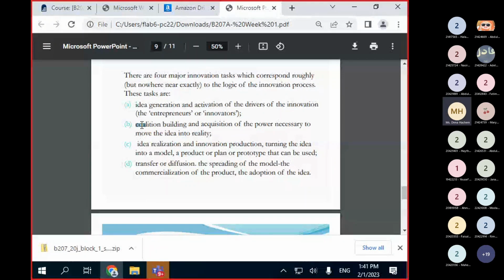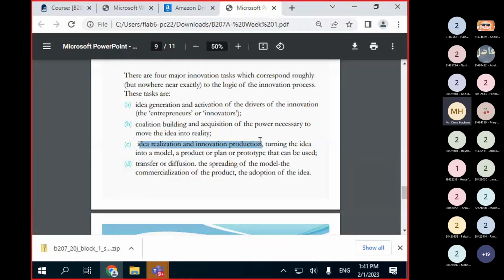Idea realization and innovation, turning the idea into a model. So first of all, you make one item, a model item, and you try to test it. It's a prototype. You test it, you try it, maybe you bring customers or consumers to try out, they give you their feedback, you change it. You don't go directly and produce 1 million items of the product.